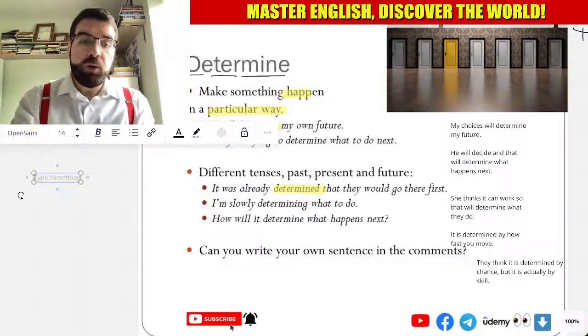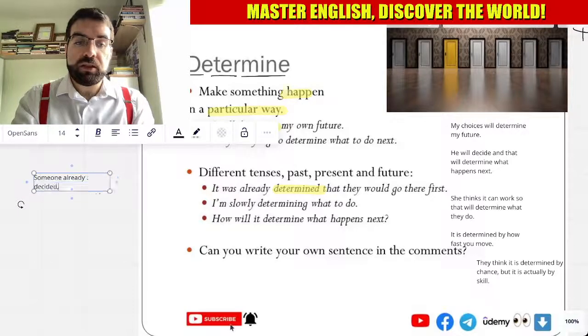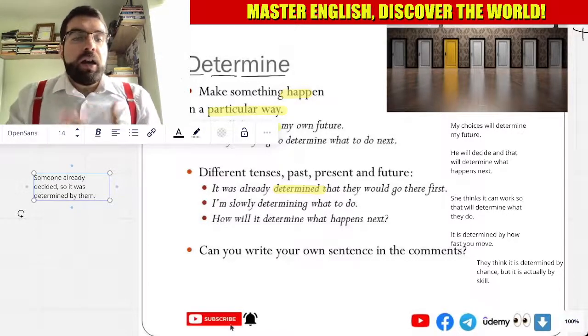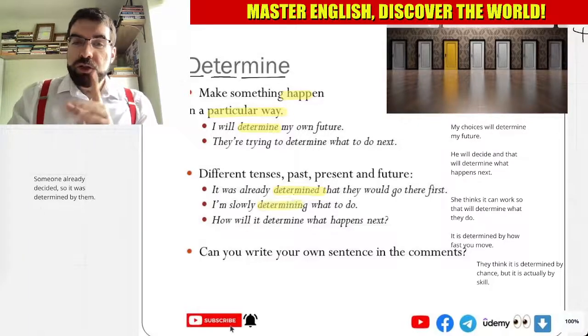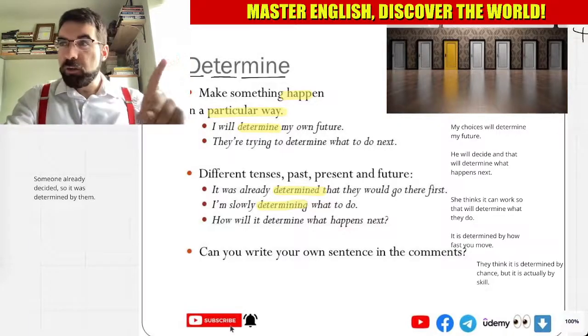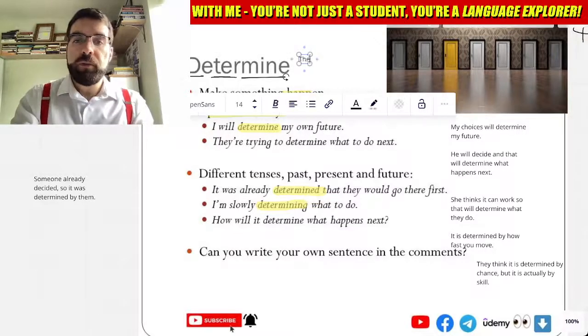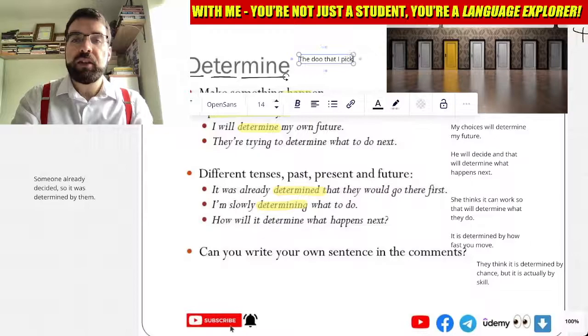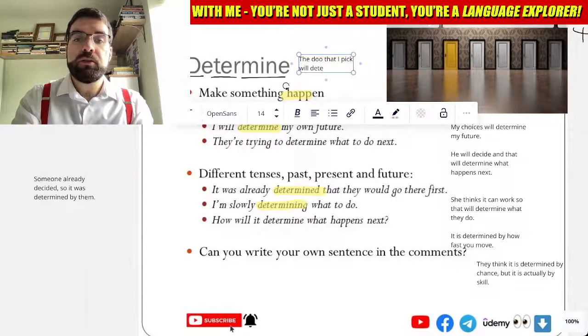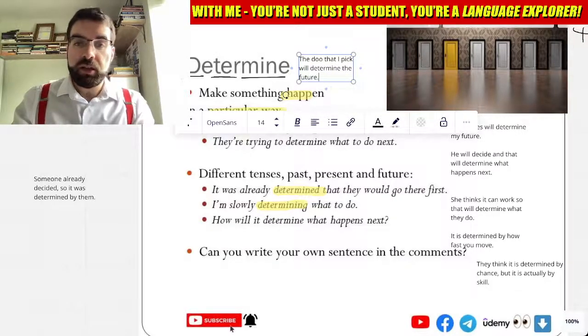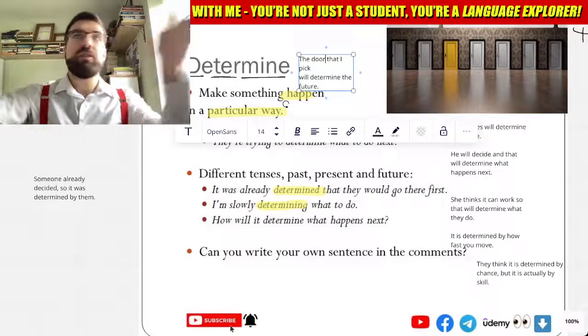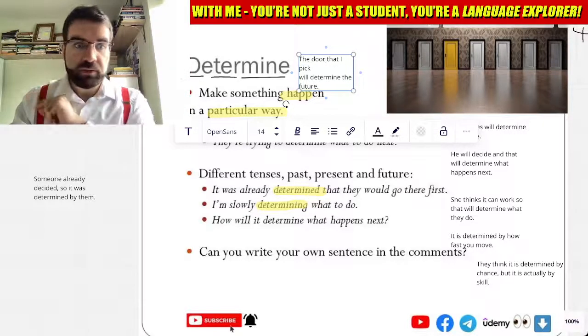Someone already decided. So it was determined by them. I am slowly determining what to do, thinking what to do, this way or that way, that door or this door. The door that I pick will determine the future. Each door has something different behind it. How cool is that?